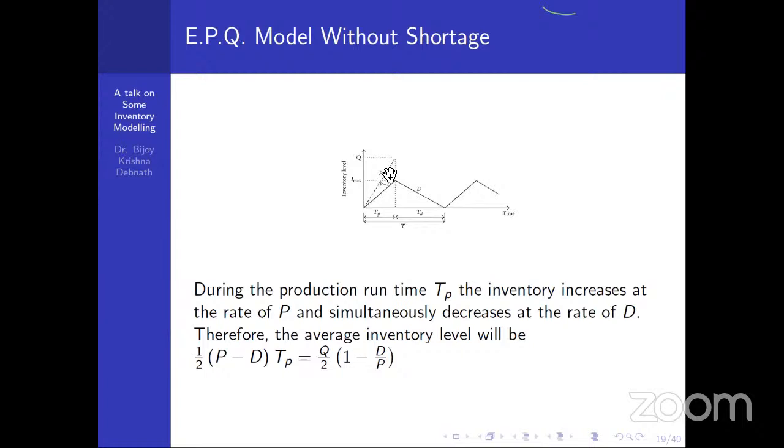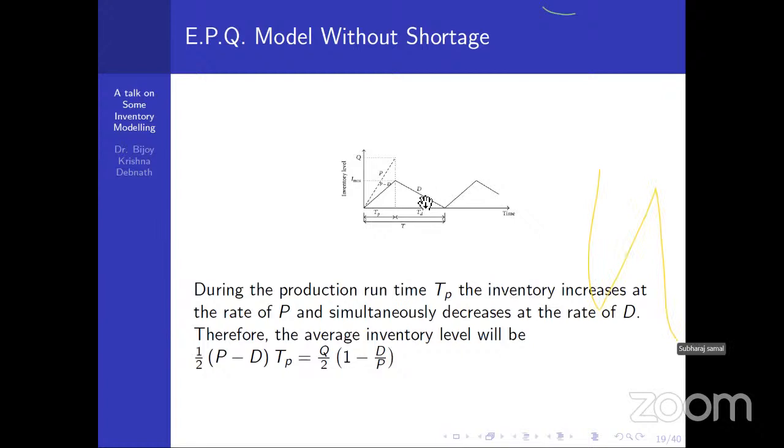But since production and demand are going on simultaneously, your curve does not rise that much; it is lower, up to this point. And at the point of TP, you get the maximum inventory level, and at that time your production is stopped, right? At this point your production is stopped and only demand is there. Only demand is there, so demand is D.